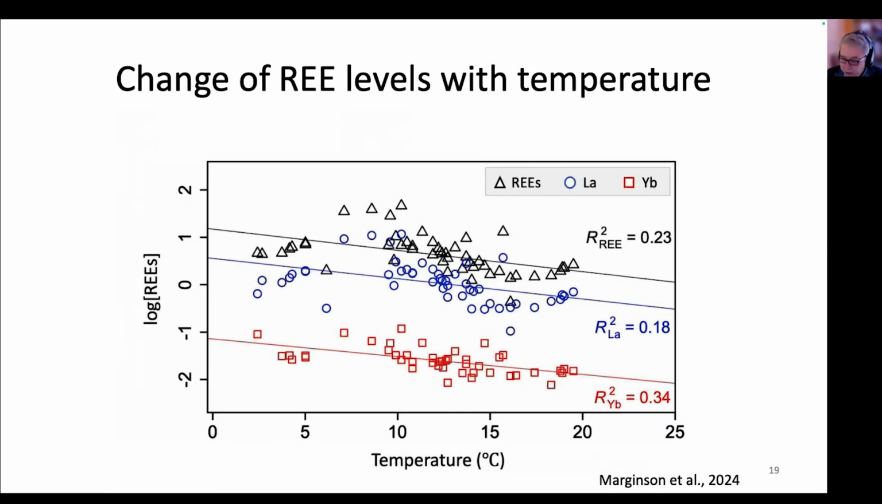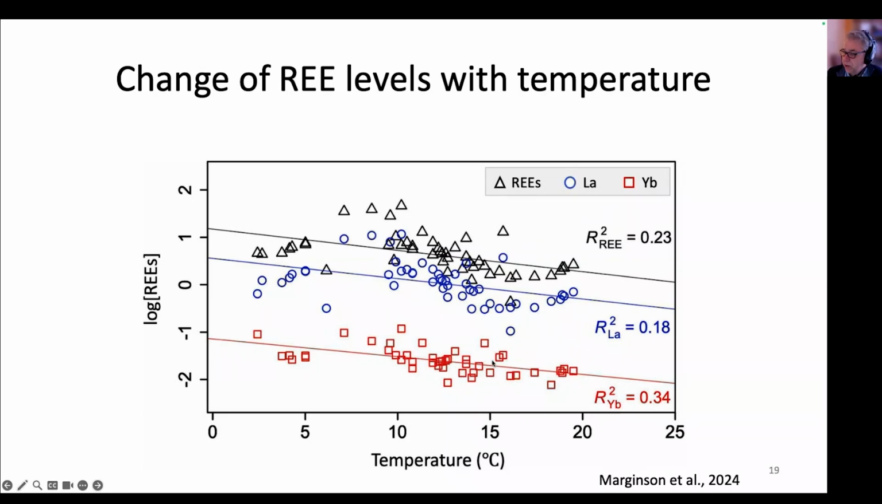Quite unexpectedly, we also found a relationship with temperature. So over the course of many years, we encountered many different environmental conditions. Overall, we had a range of temperature from 3 degrees Celsius to 20-something. And across this gradient, we could see a decrease of REEs as a function of temperature. We are not totally sure what it means at this point.